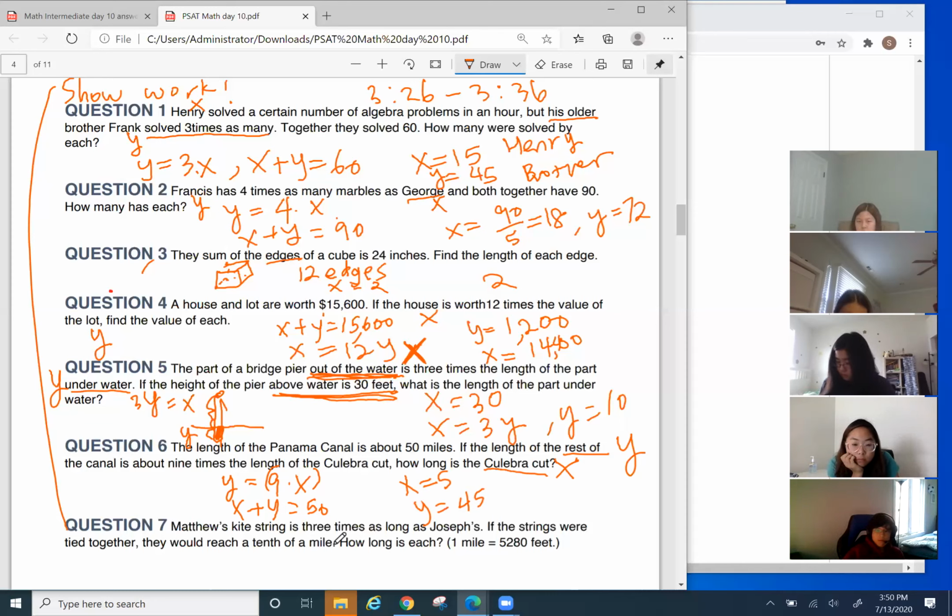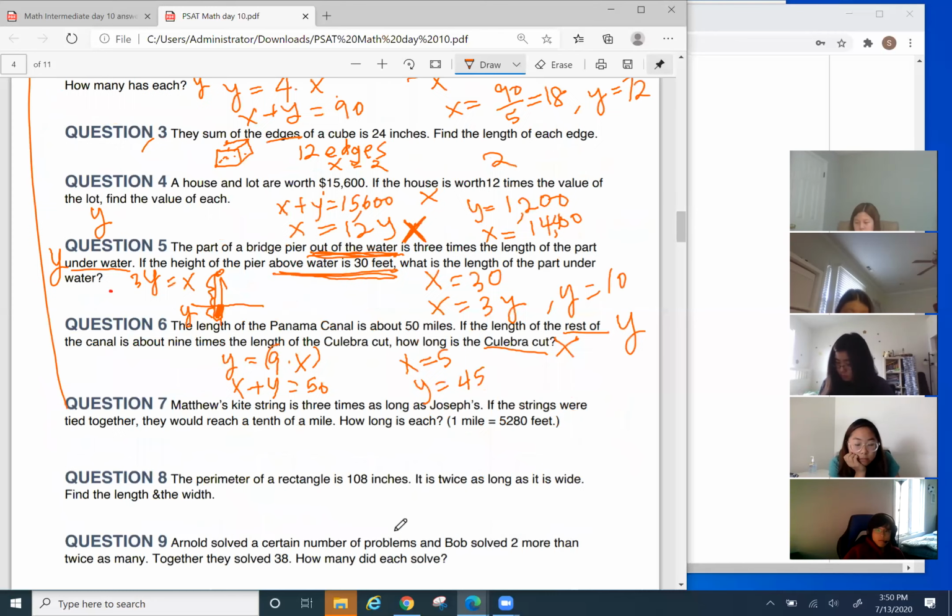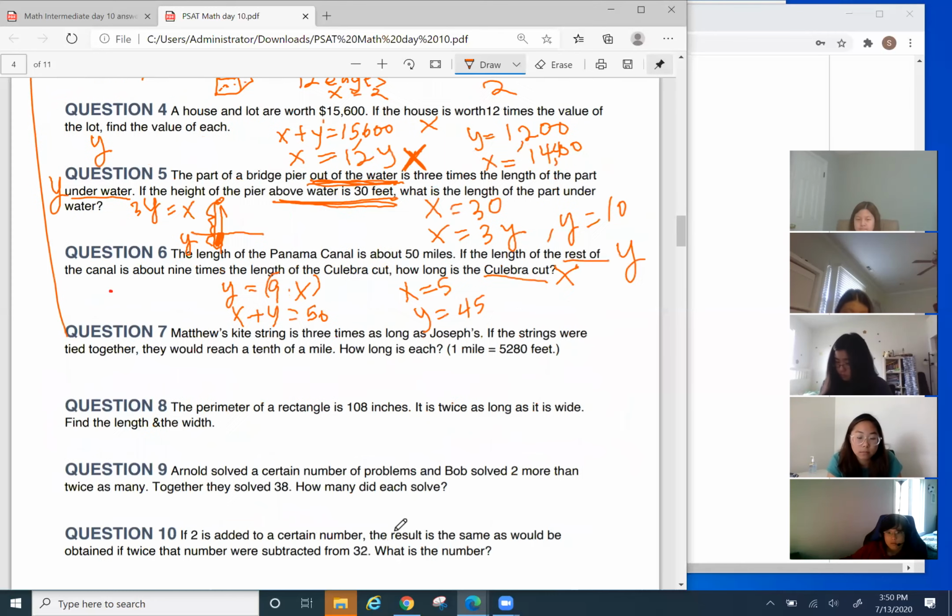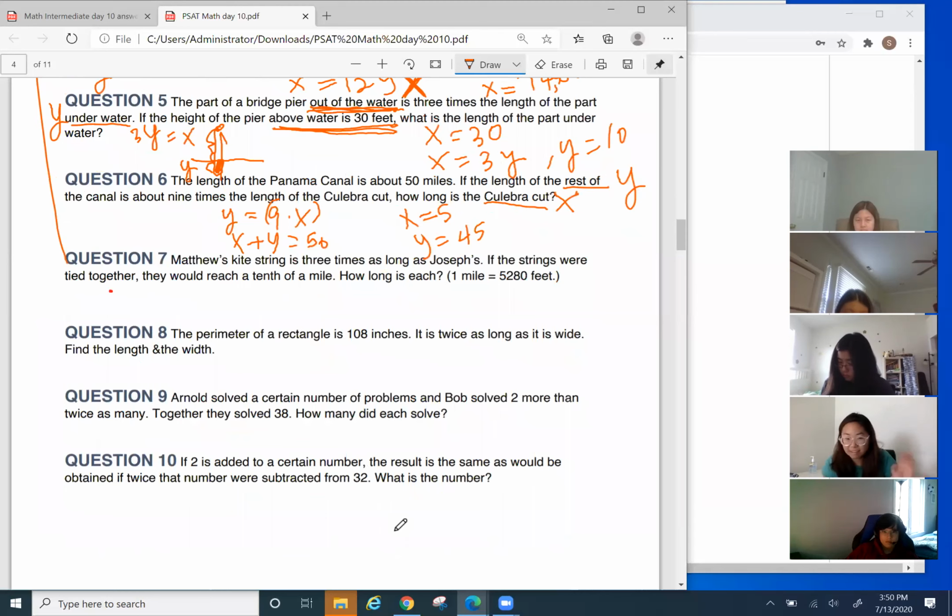Who wants to go for the last one? I can. Okay, thank you, Sarah. Okay, so I put Matthew's kite string as x and Joseph's as y. So x equals 3y.